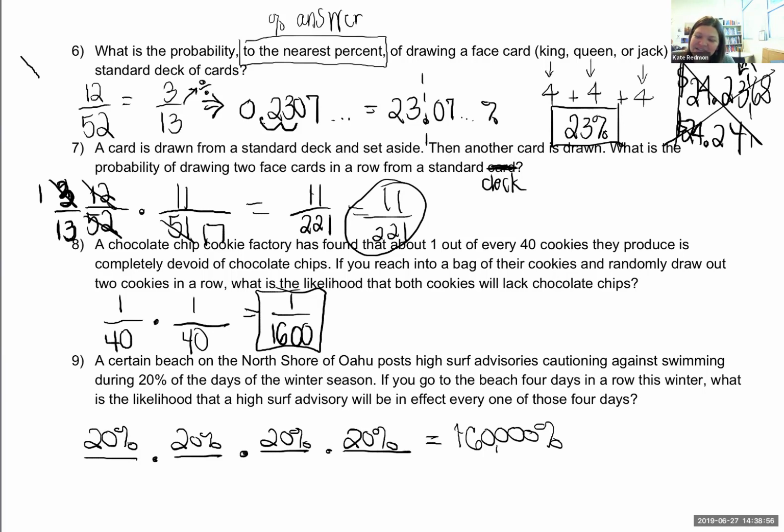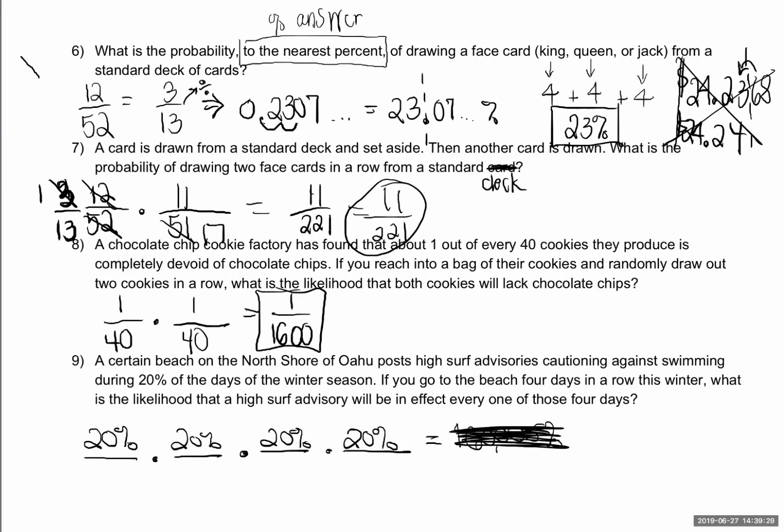Any ideas why this is a silly answer? We can't have a probability bigger than 100%. We said probability only goes from 0 to 1. So it's only going to go from 0% to 100%. So how can I have more than 100% chance? Okay, so this answer doesn't even make sense. So the problem is that they treated it like it's 20 times 20 times 20 times 20 when it's not. It's 20% times 20%. You got to convert it.